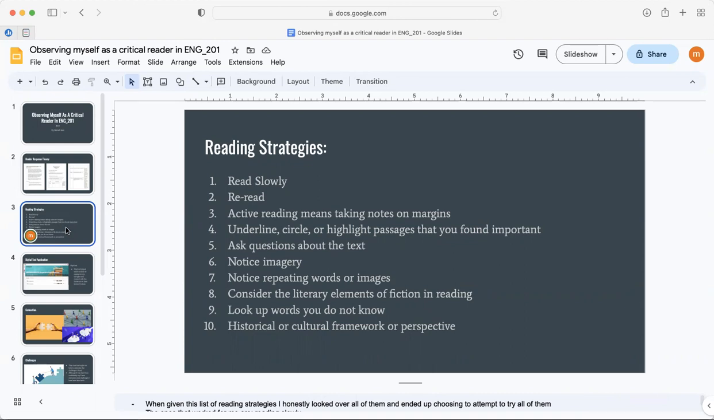I used these strategies when we read Sophocles' Antigone, and this was probably the hardest reading assignment I had in this class. I found the text very hard to analyze and read. So when I used these strategies, it kind of just helped break it down for me and make it a lot easier than it was at first.